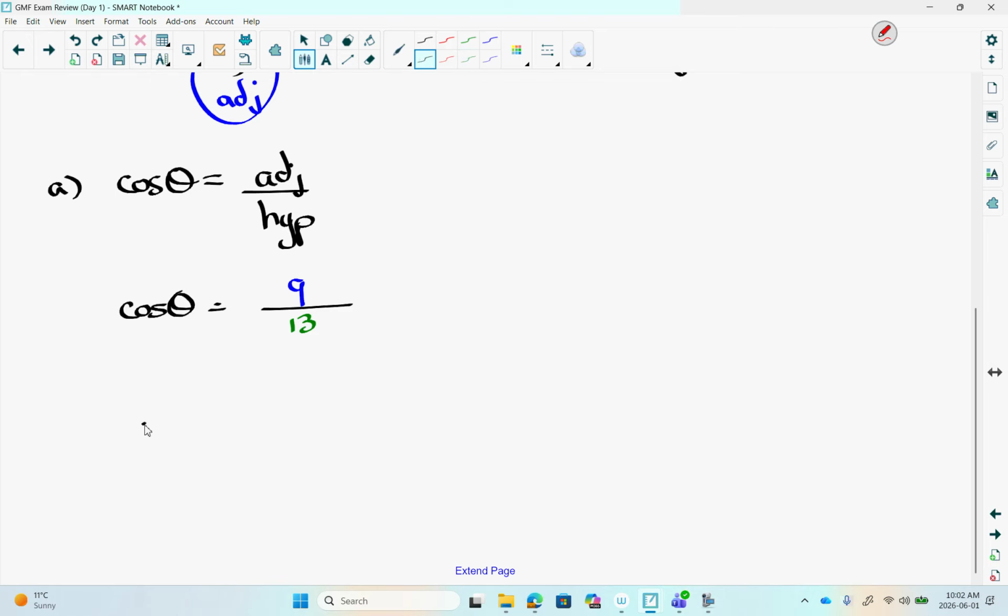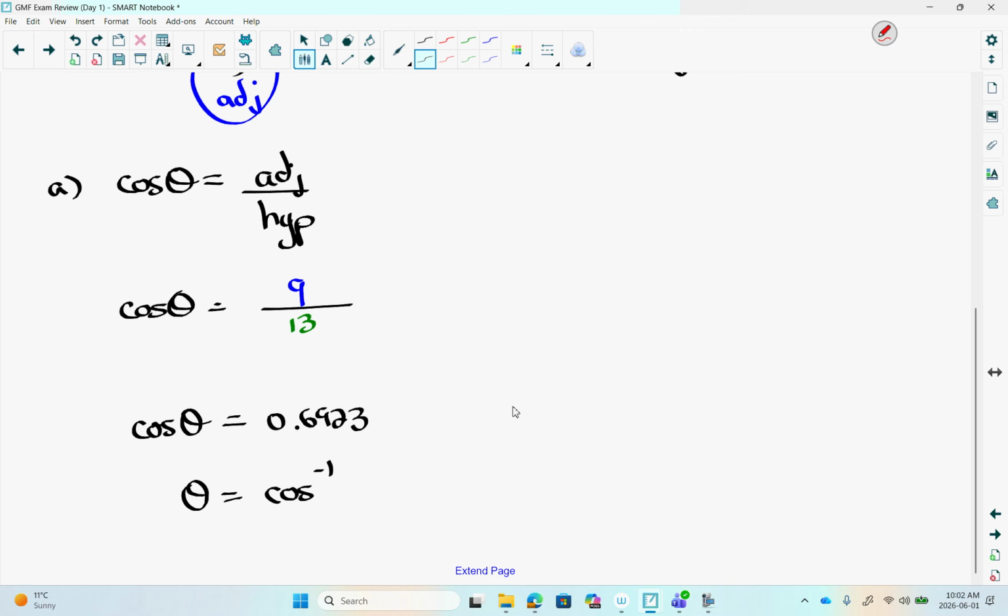We converted 9/13 to a decimal. What is 9 divided by 13? It's 0.6923. And it says 0.7692. We were going 4 decimal places. What did I do from here to get theta? I can't divide both sides by the word cosine. That doesn't make sense.